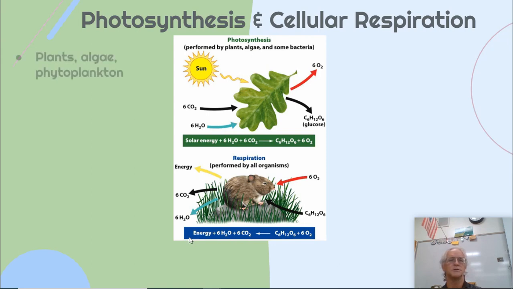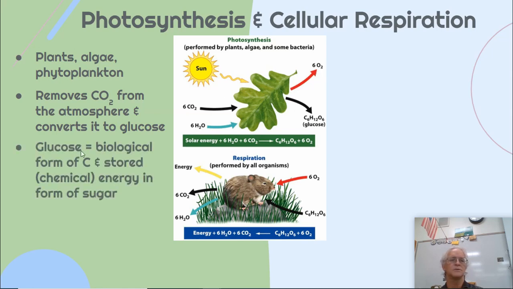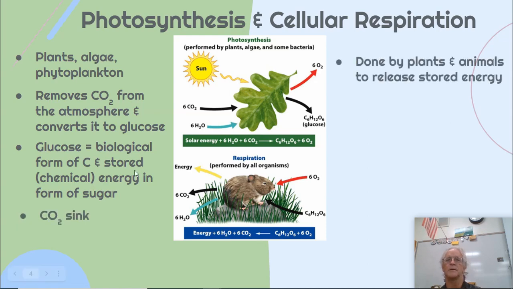Photosynthesis and cellular respiration. Plants, algae, and phytoplankton undergo photosynthesis. This removes CO2 from the atmosphere and converts it to glucose. CO2 and water go in, glucose comes out, releasing O2 for us. Glucose is a biological form of carbon and stored as chemical energy in the form of sugar. This is a carbon dioxide sink.